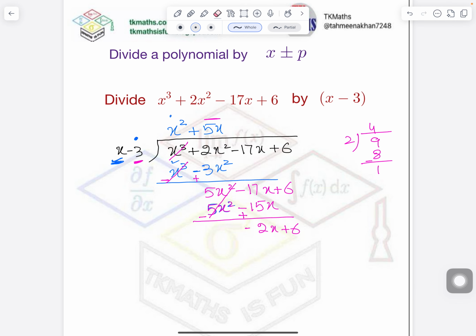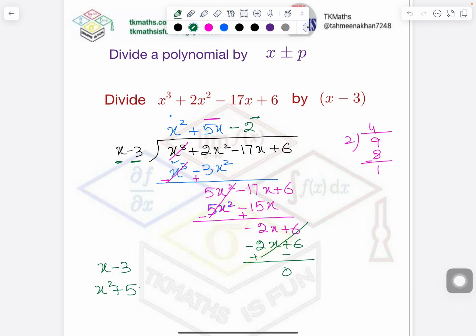Now, you will again multiply x of the divisor by a term to get what? Minus 2x, because now in the remainder, your first term is minus 2x. So x multiplied by minus 2 will give me minus 2x, and minus 3 times minus 2 will give me 6. Subtract, cancel, remainder 0. So it means x minus 3 is a divisor, is a factor, and x square plus 5x minus 2 is also a factor of this dividend.